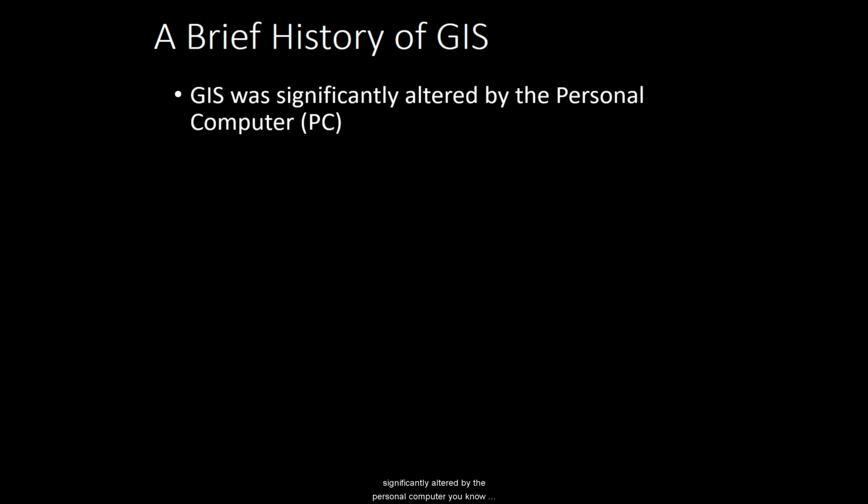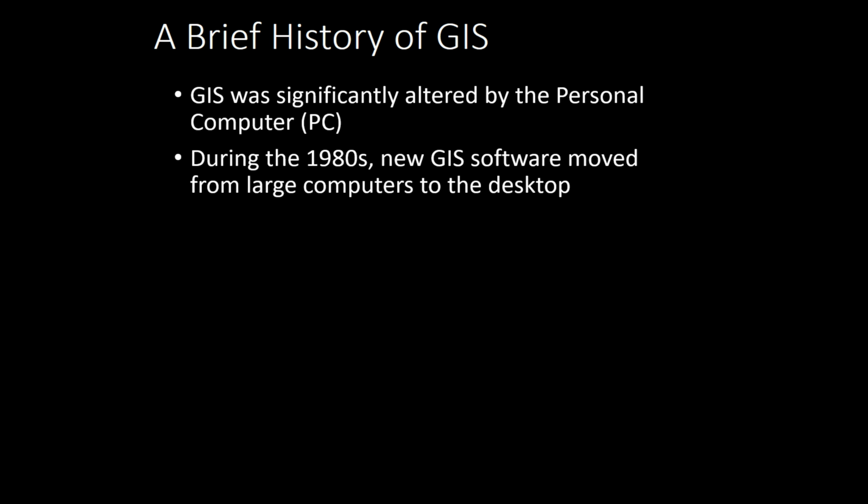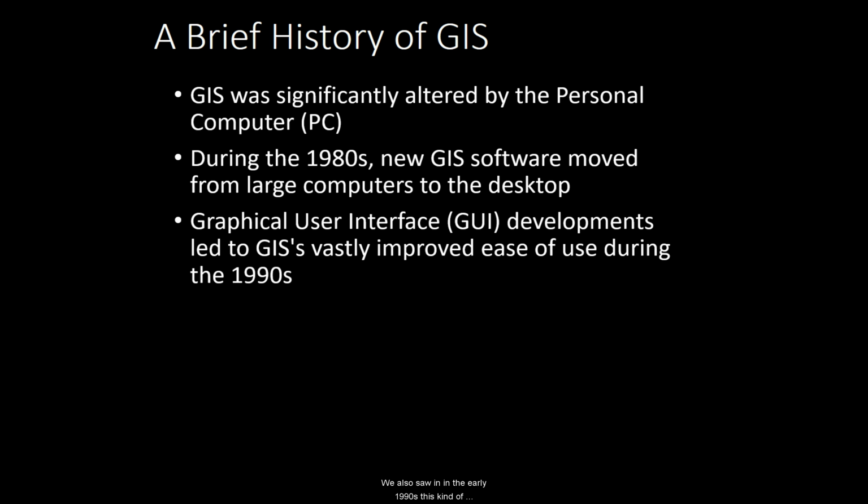So the brief history of GIS was significantly altered by the personal computer, allowing folks to bring work home, a computer small enough to fit on a desk with large processing power. During the 1980s, the new GIS software moved from these large computers to this more desktop interface. We also saw in the early 1990s this programmer's world shift into a more graphical user interface, known as a GUI, so that we saw developments that improved the user level friendliness, the user experience with these softwares.